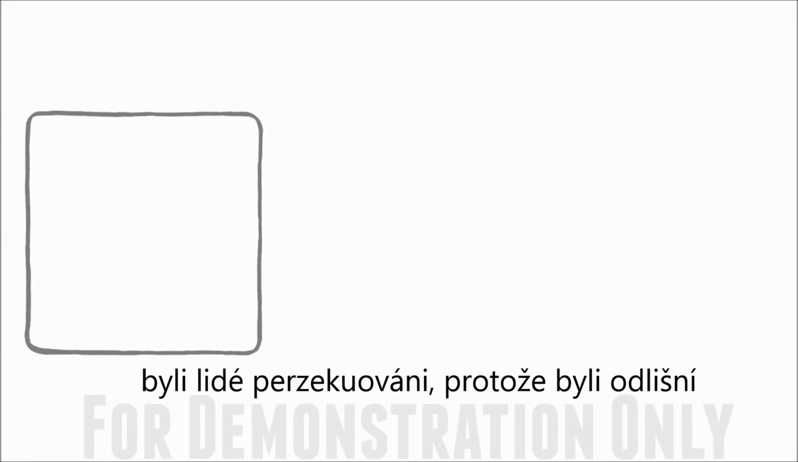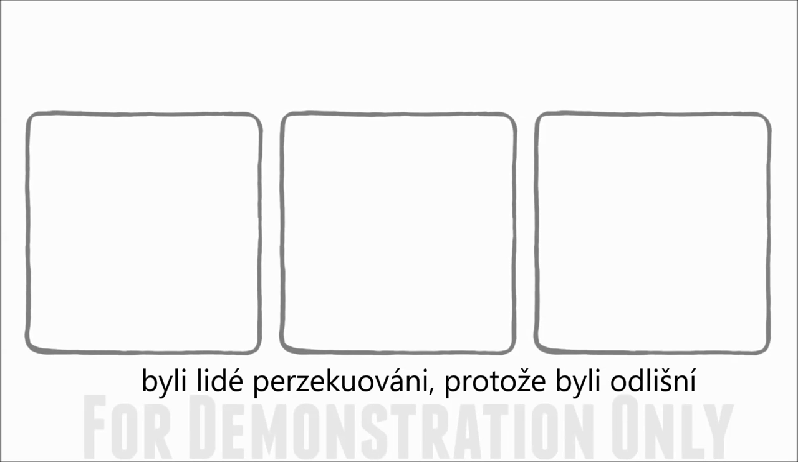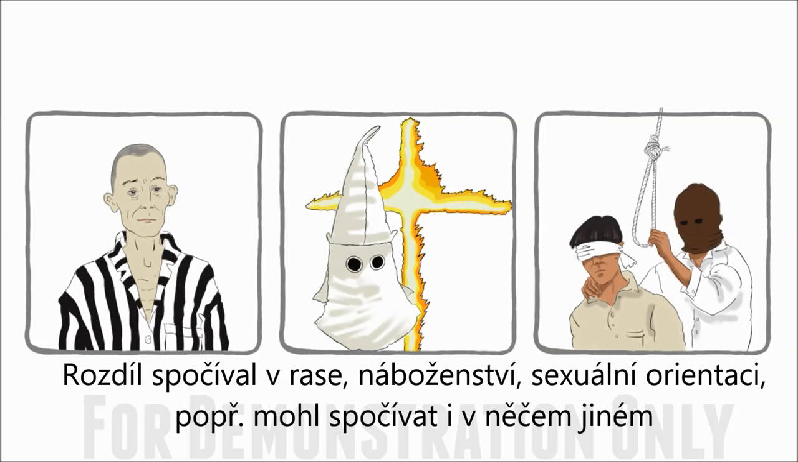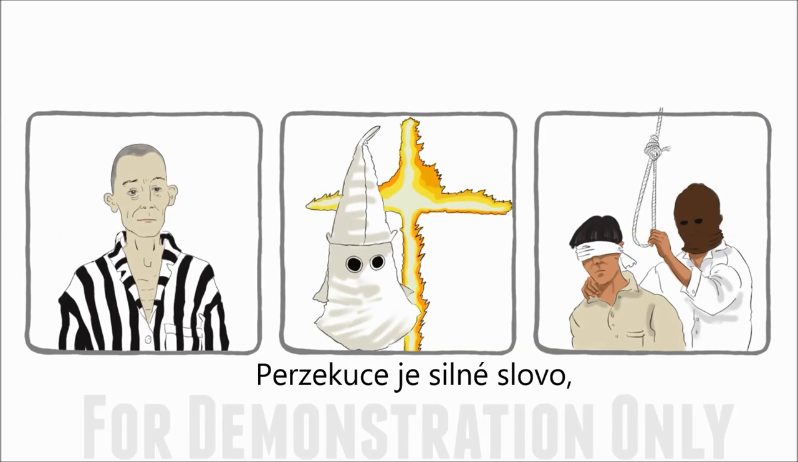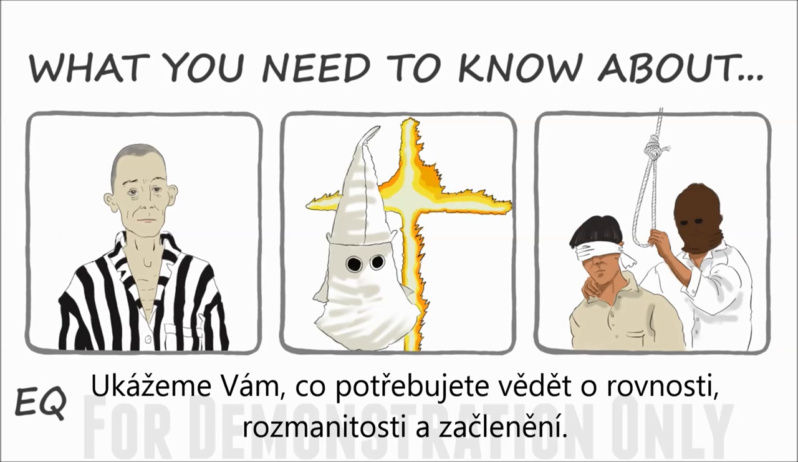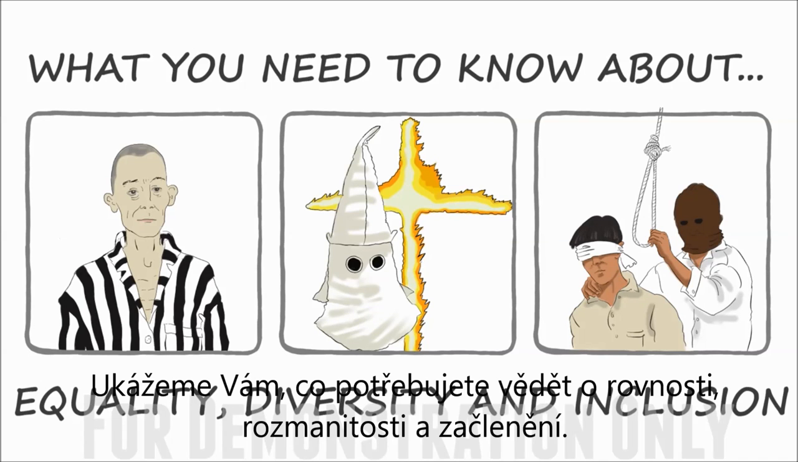Throughout history, people have been persecuted because they're different. The difference might have been their race, faith, sexual orientation, or something else. Persecution is a strong word, but people are being discriminated against today for the very same reasons. So this is what you need to know about equality, diversity, and inclusion.